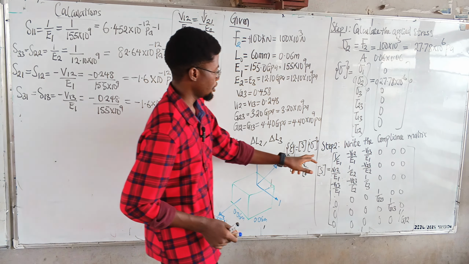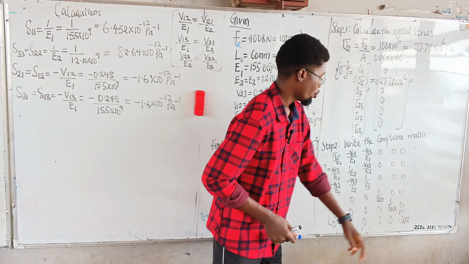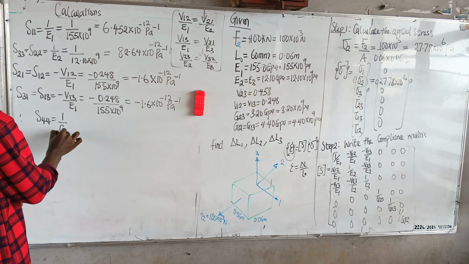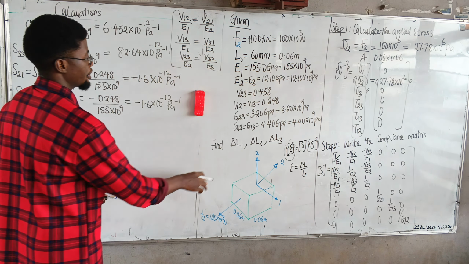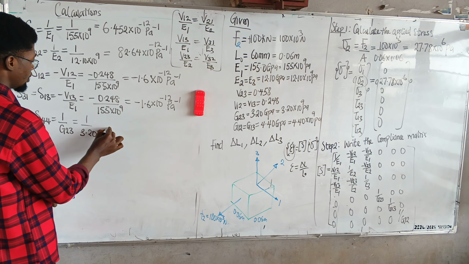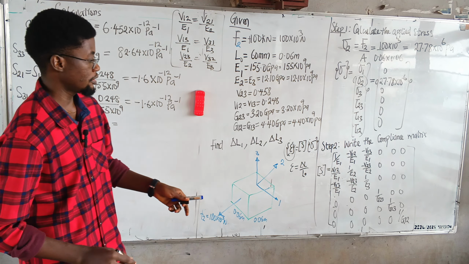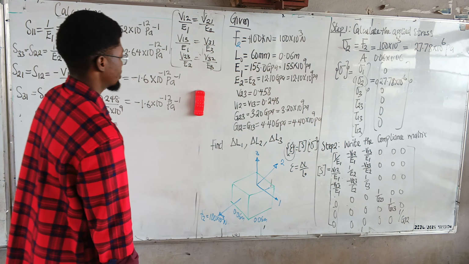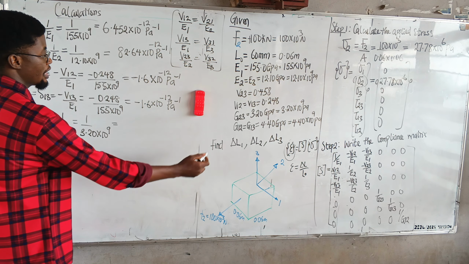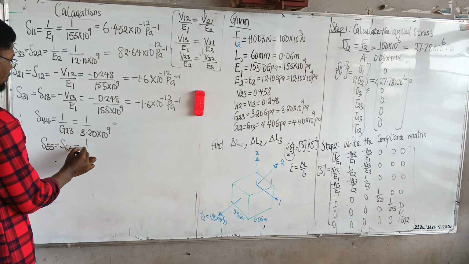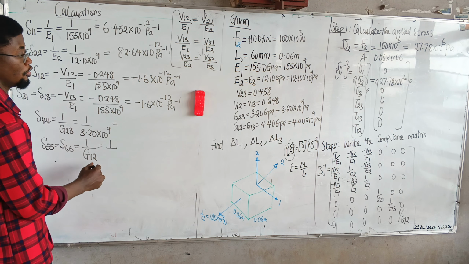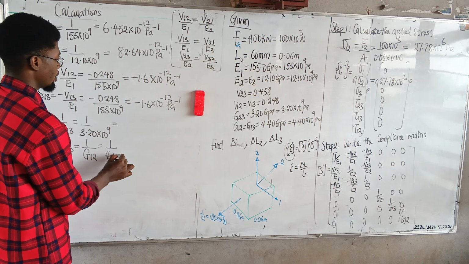Now, we are done with everything here. Let's address what you have down. 1 over G23, so that is S44. So S44 is 1 over G23. You put in your values. G23 is 3.20 times 10 raised to power 9. Then the last ones are S55 and S66. The answer you get for S55 is still the same as S66 because they have the same value. So S55 and S66 are 1 over G12. So that is 1 divided by 4.40 times 10 raised to power 9.